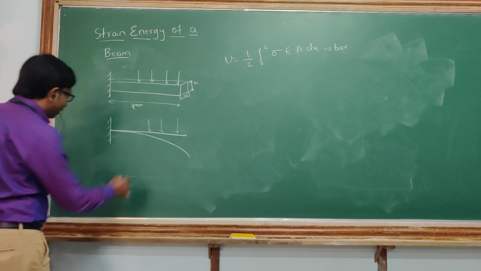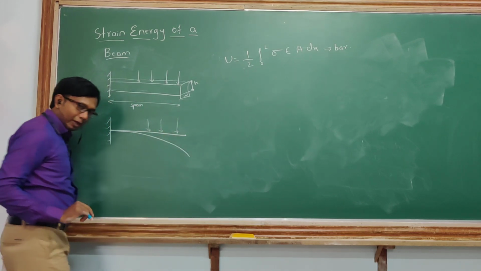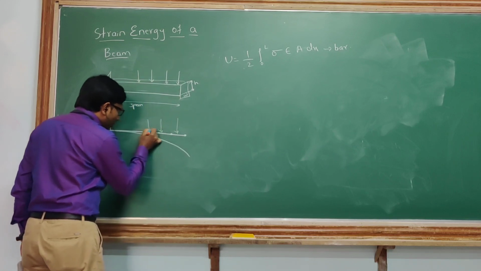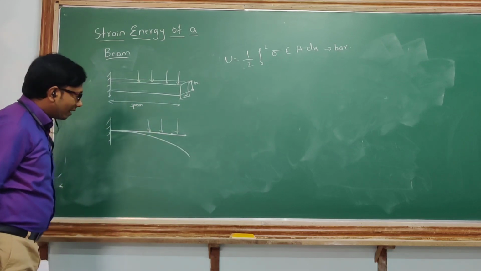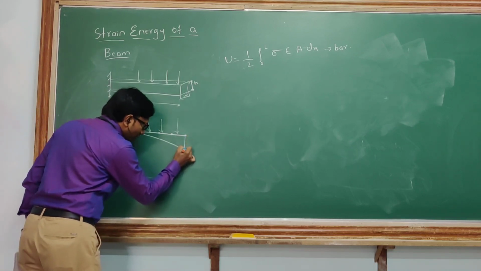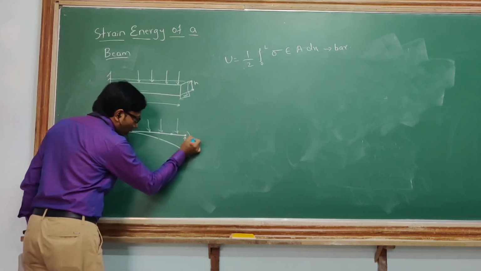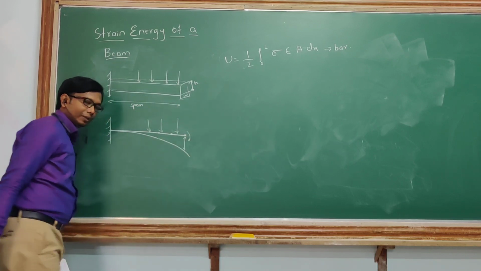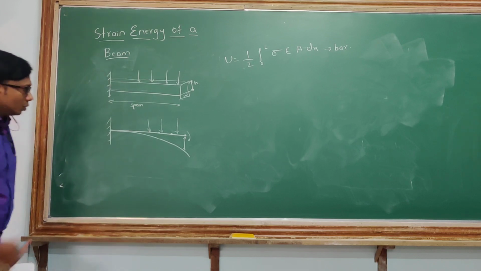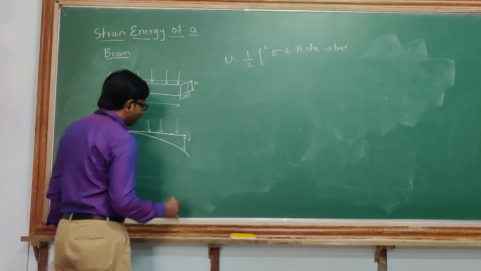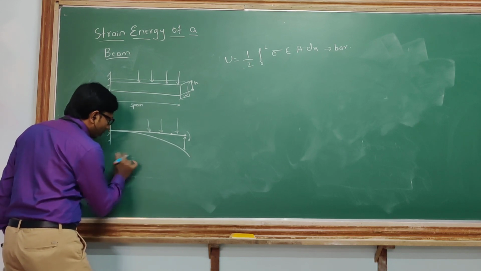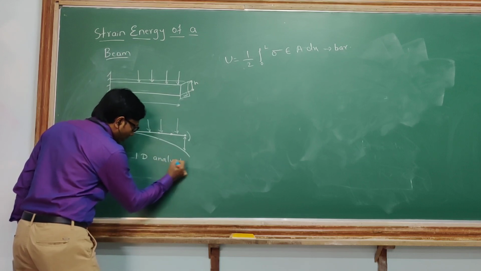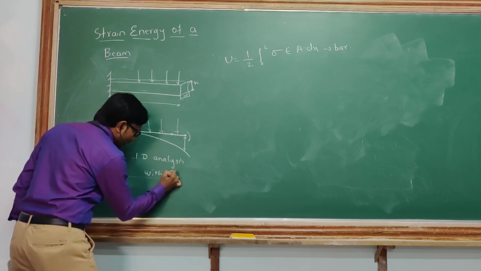So I will model it by a 1D element only, but the nodes will have 2 degrees of freedom: one is the movement along the y-axis, and one more is the rotation. Unless it rotates, you will not get the curved shape. So here the analysis will be a one-dimensional analysis with 2 degrees of freedom.